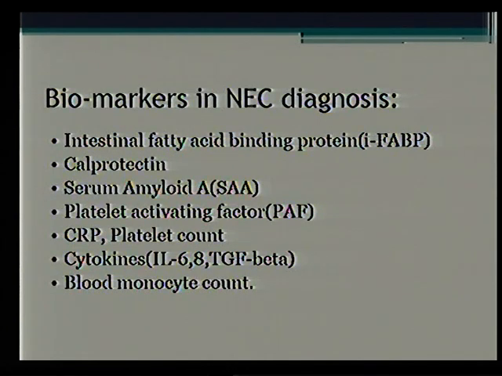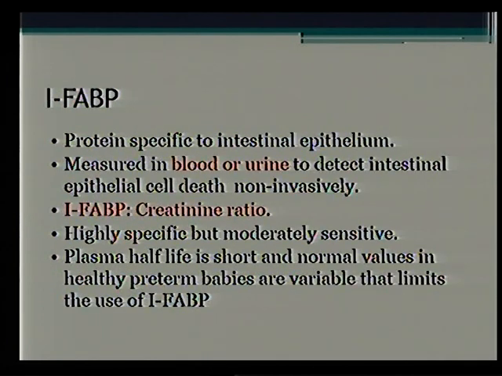So now coming on to the newer biomarkers in the diagnosis of NEC. We have some 3 or 4 important newer biomarkers apart from the older ones. I have listed them in recent to older order. First is the intestinal fatty acid binding protein, the calprotectin, the serum amyloid A, the platelet activating factors, and of course the older methods, that is the CRP, platelet count, cytokines, and the blood monocyte count. I will be discussing each of these in a little bit of detail.